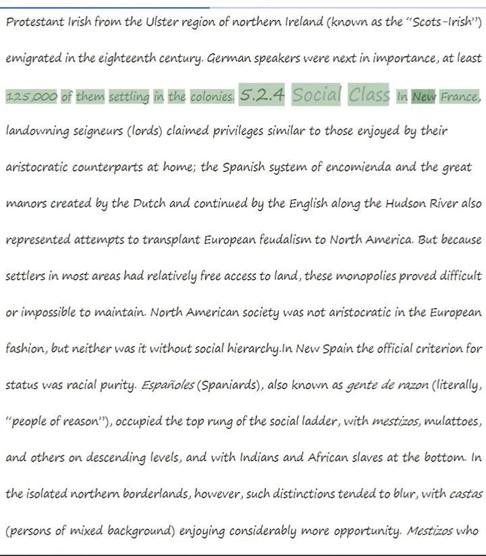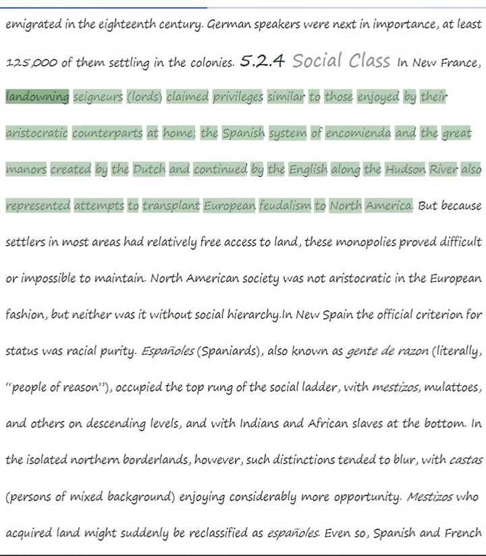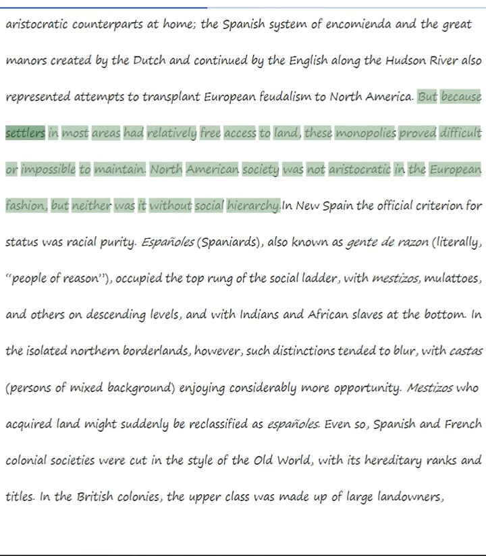5.2.4 Social class in New France. Landowning seigneurs claimed privileges similar to those enjoyed by their aristocratic counterparts at home. The Spanish system of encomienda and the great manors created by the Dutch and continued by the English along the Hudson River also represented attempts to transplant European feudalism to North America. But because settlers in most areas had relatively free access to land, these monopolies proved difficult or impossible to maintain.